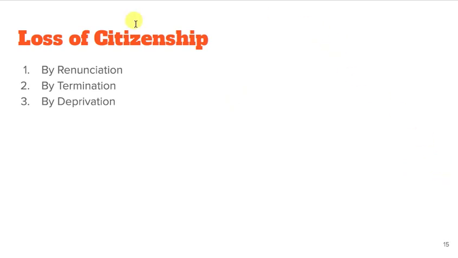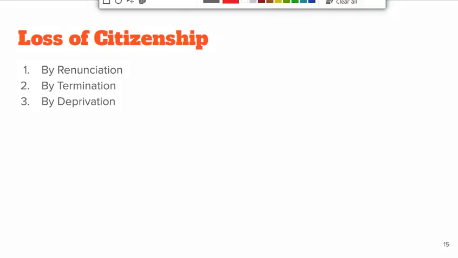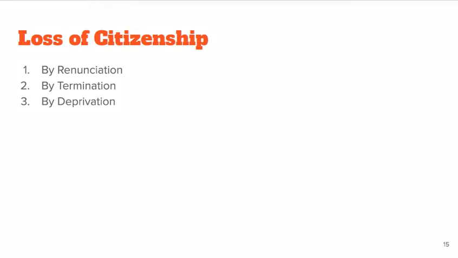Sorry about that. And let's see the law, how are we going to lose this citizenship. Well, there are three ways that you can lose your Indian citizenship, so keep that in mind. The first one is by renunciation, then by termination, and by deprivation. So we're going to discuss each of them now.